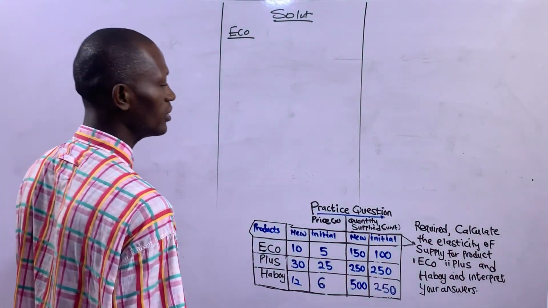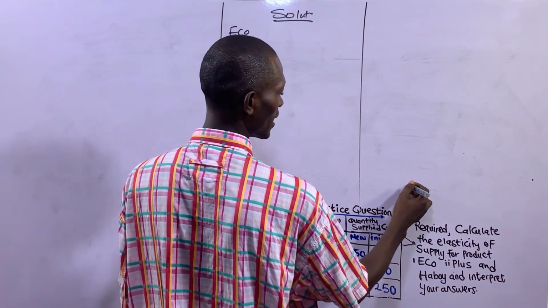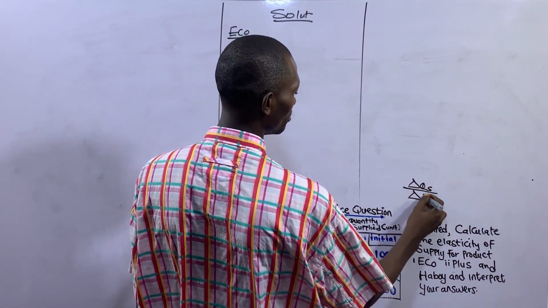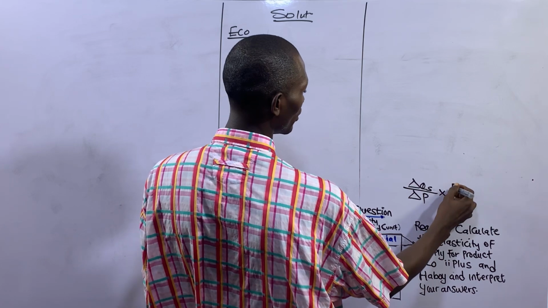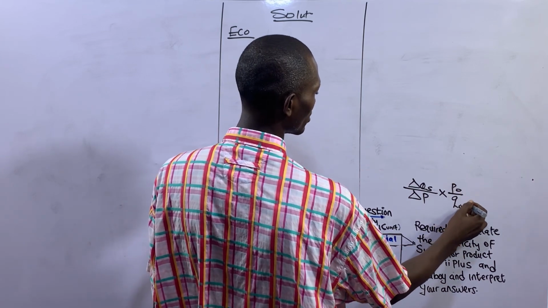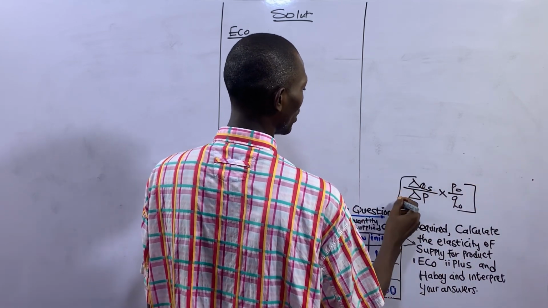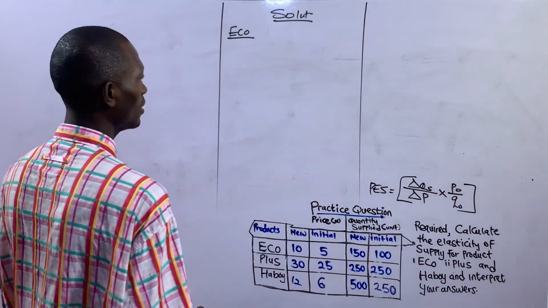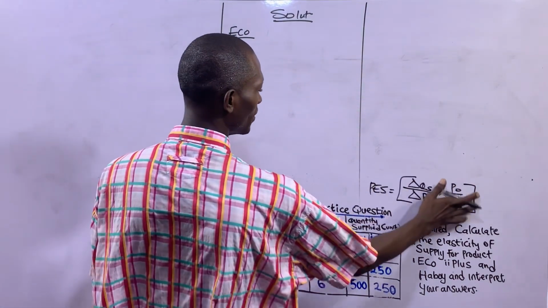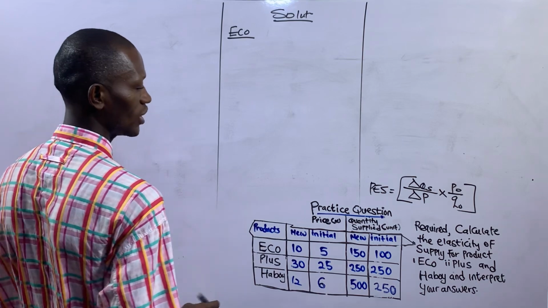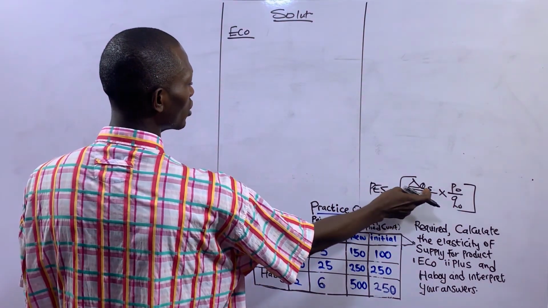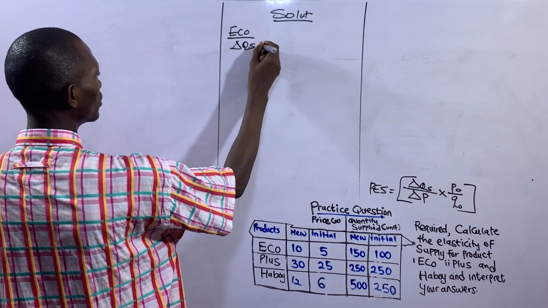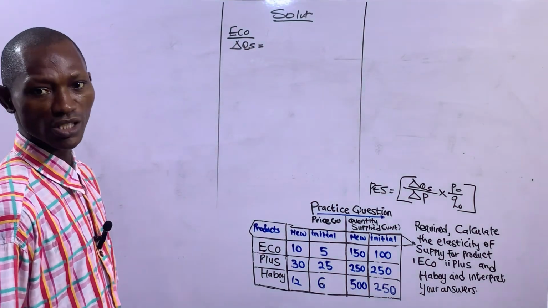So the formula we are going to be putting to use, that's change in quantity, that's QS, divided by change in price, times old price divided by old quantity. So this is the formula we are going to be putting to use, that's price elasticity of supply. So we have to get all these variables, which we have. So let's get change in quantity supply.